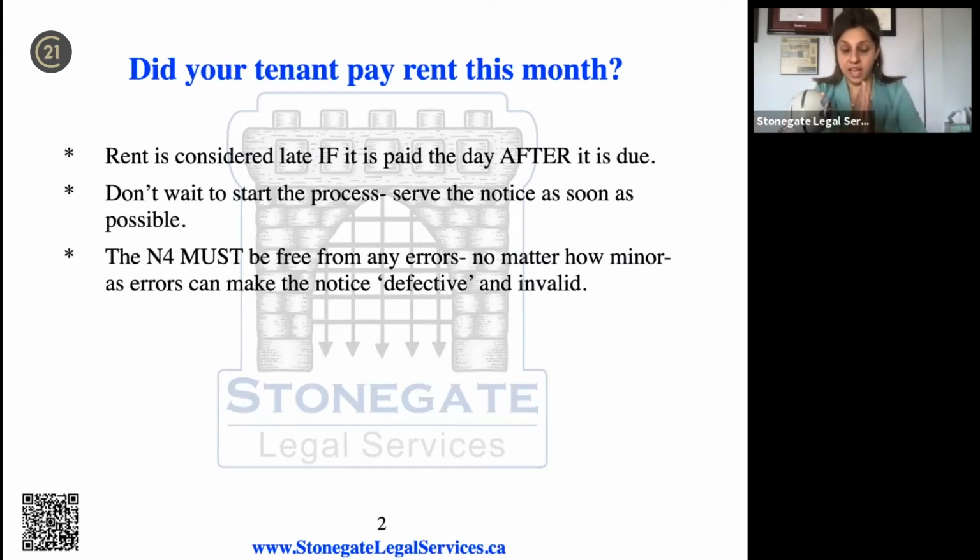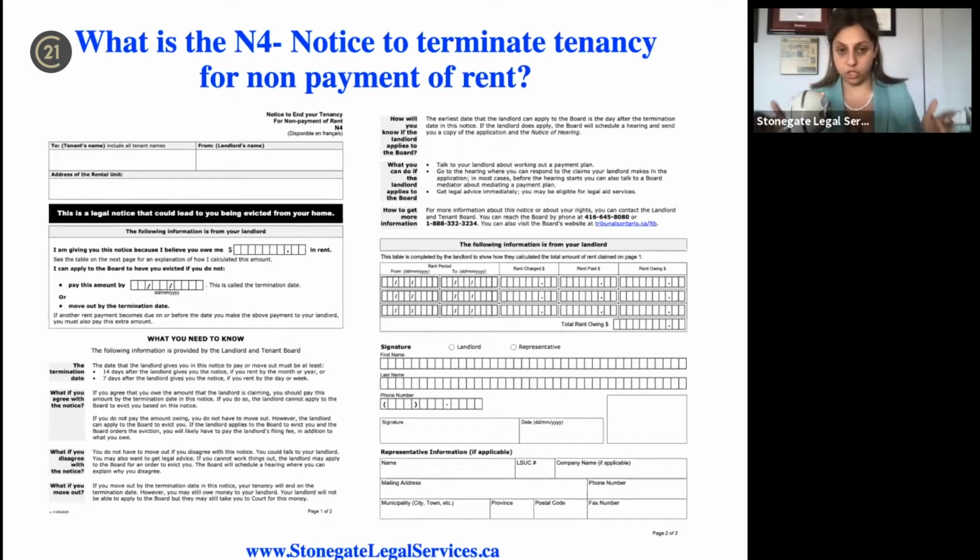And like any other notice, the N4 must be free from any errors, no matter how minor. We're going to dissect the N4 throughout this presentation, and I'm going to point out certain areas where errors are more commonly found. So this is what the N4 notice looks like. The screenshot on the left is the first page of the N4. The screenshot on the right is the second page of the N4. Just by looking at it on its face, you're probably wondering, why or how would anyone make any errors? It looks pretty simple.